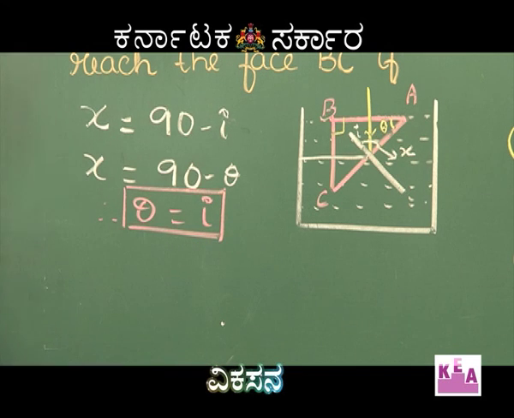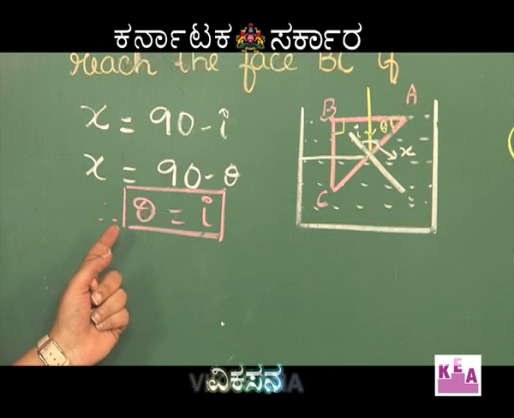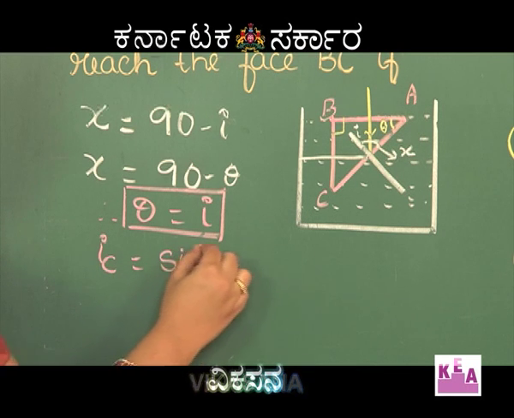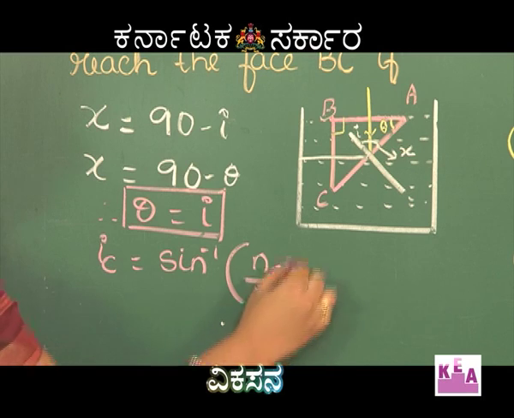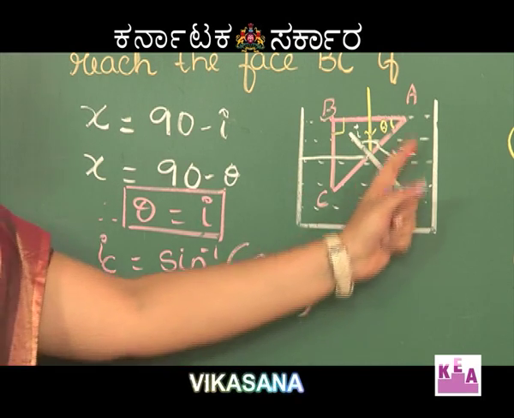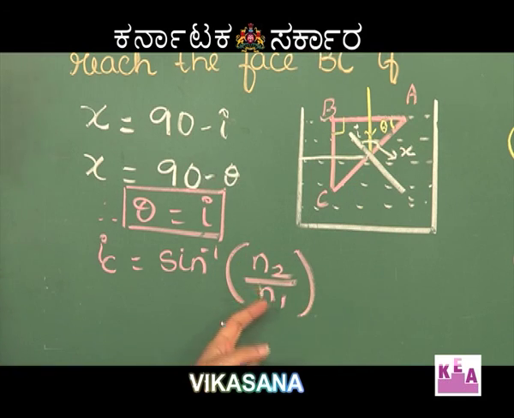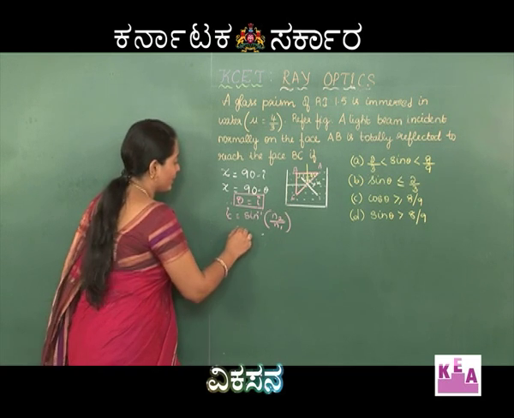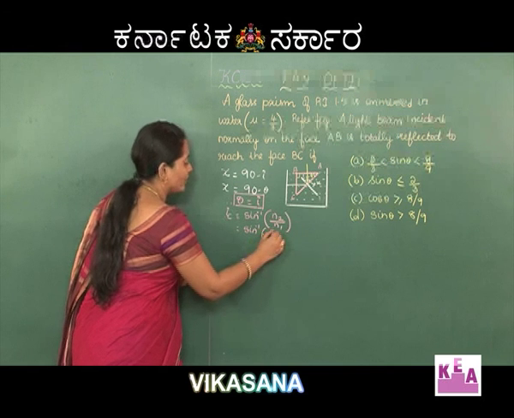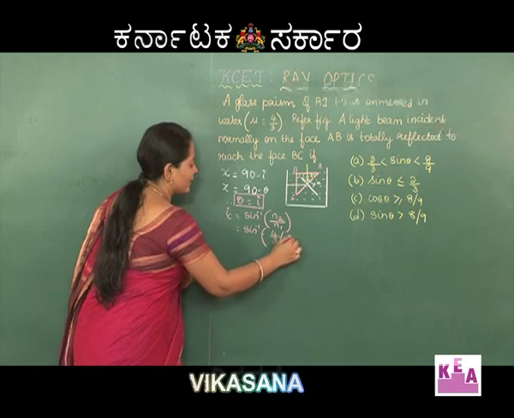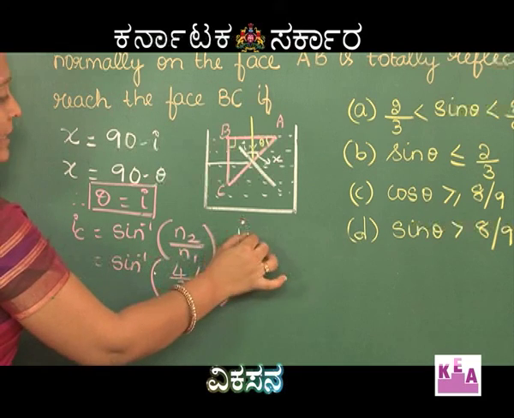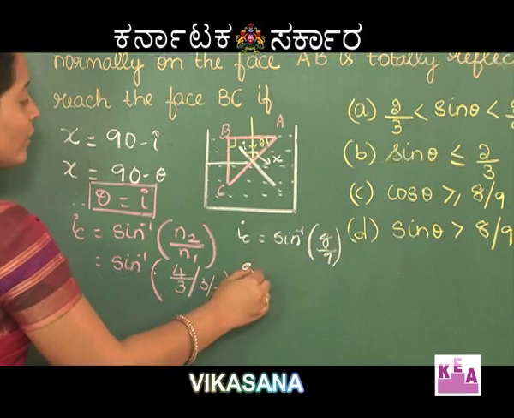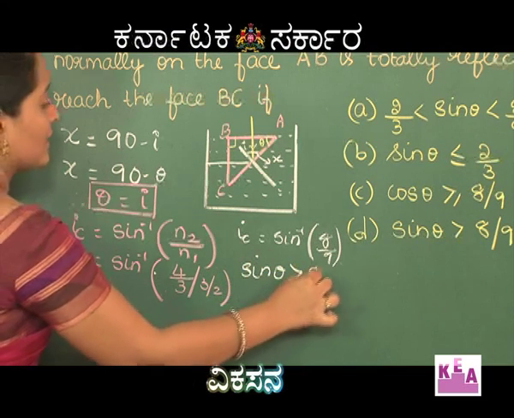For TIR to take place, the angle of incidence should be greater than the critical angle, which is given by IC is equal to sine inverse of N2 by N1, where N2 is the refractive index of the surrounding medium, which is 4/3, and N1 is the refractive index of the glass prism, which is 3/2. Therefore, we can write it as sine inverse of (4/3) divided by (3/2). That is, IC is equal to sine inverse of 8/9, which concludes that sin theta is greater than 8/9.